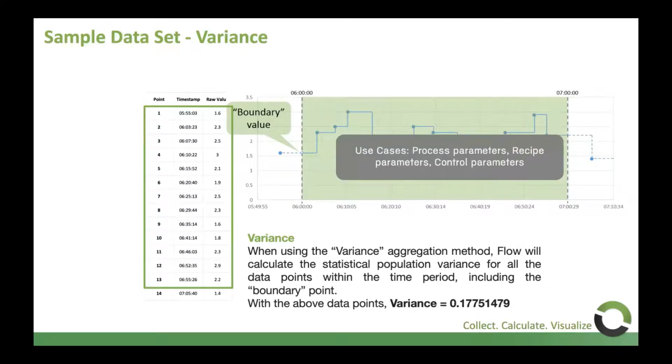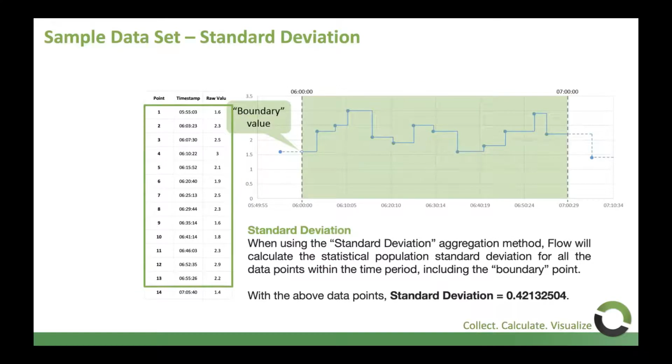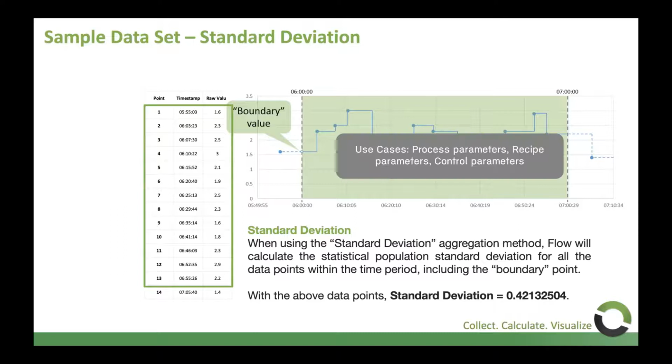And again, we can use this for process parameters, recipe parameters, control parameters to see how far we are off from our control. The standard deviation is exactly the same. We will use the boundary value in there and do a population standard deviation. Very powerful when we also want to look at recipe parameters, set point versus actual. So if you want to see how far we are off from our Six Sigma control environment, it's being used to drive that Six Sigma control philosophy, to try and have your control band as close as possible to your set point. So very powerful using that standard deviation aggregation method.